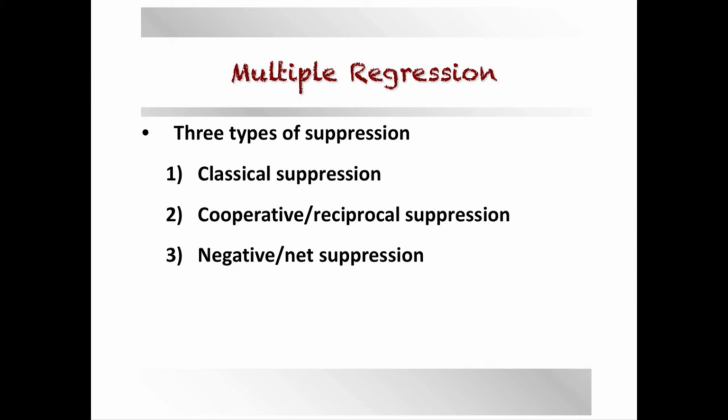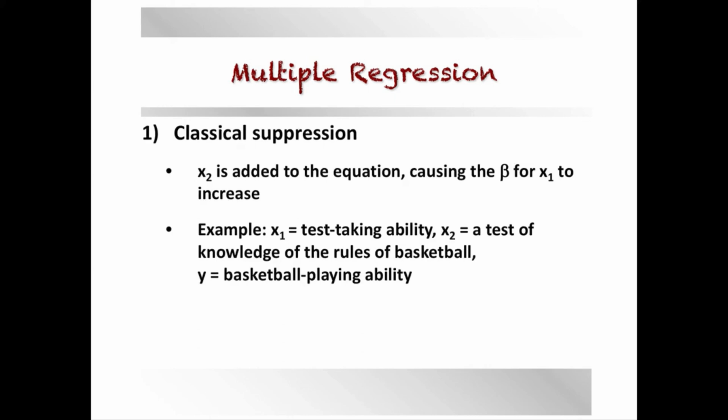So I've got 3 examples here, or 3 kinds of suppression, and an example for each one that I've actually seen in my own research, but we can do some more examples in class if you want. I've come up with some other ridiculous examples that may better illustrate this than just my PowerPoint examples here. But classical suppression is the one that is the least intuitive, and that is you add your second independent variable into the equation, causing the effect of the first independent variable to increase.